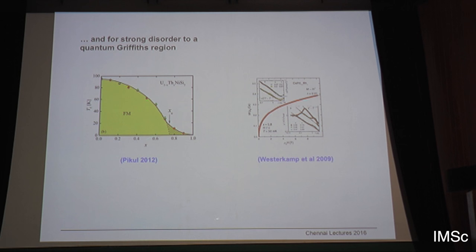Then it develops this interesting tail here, and there's interesting stuff related to Griffiths physics believed to be going on in this tail. And the reason that's believed to be the case is that one sees very unusual behavior of the magnetization as a function of the magnetic field, for instance. I won't go into the details of this.